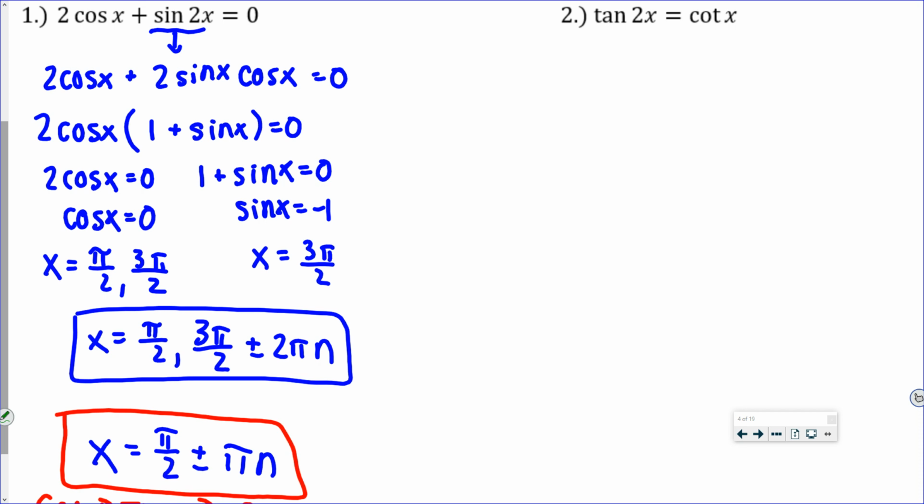I see the tangent of 2 times x. I'm like, okay, we just learned this identity. Let me see if this would help me. Tangent of 2 times an angle is the same as 2 times the tangent of that angle all over 1 minus tangent squared of that angle.